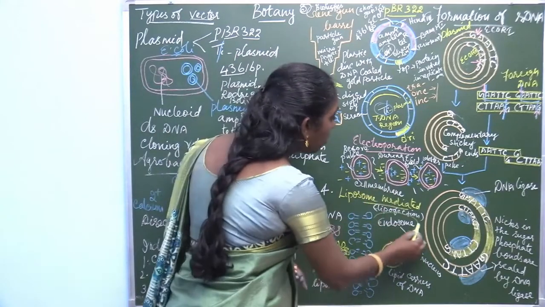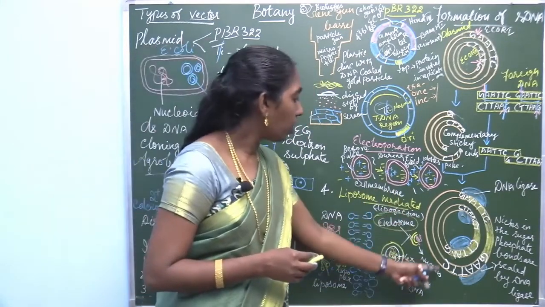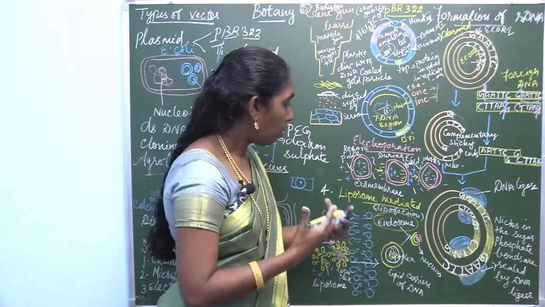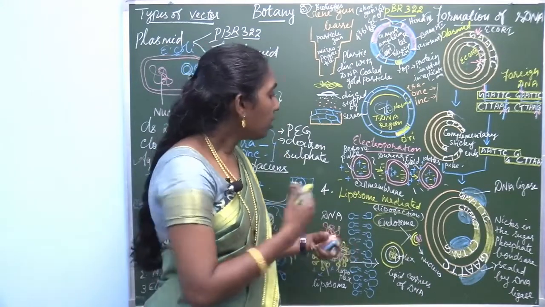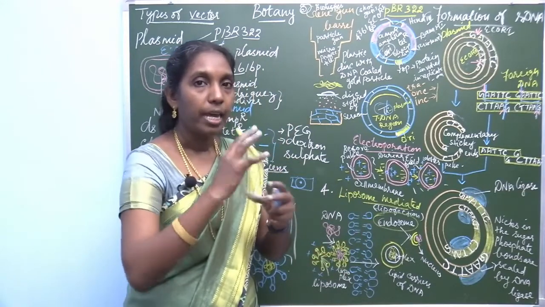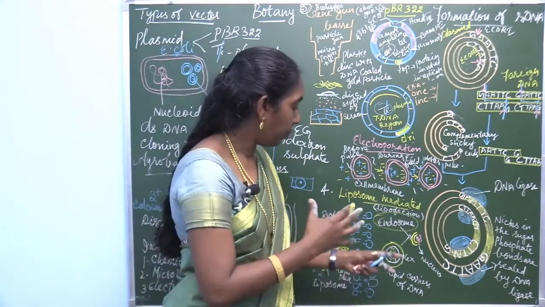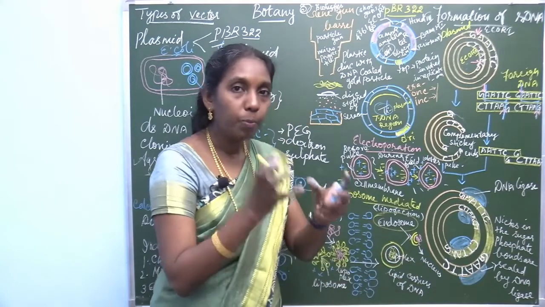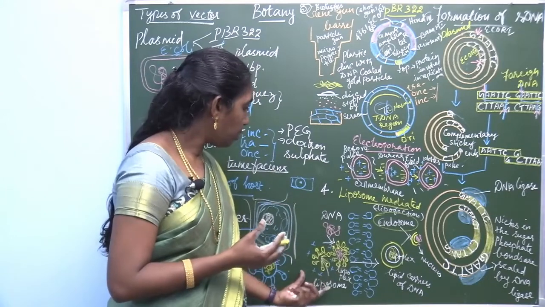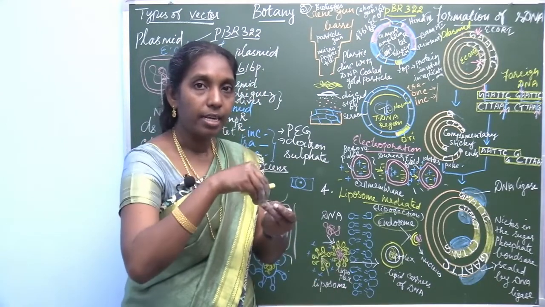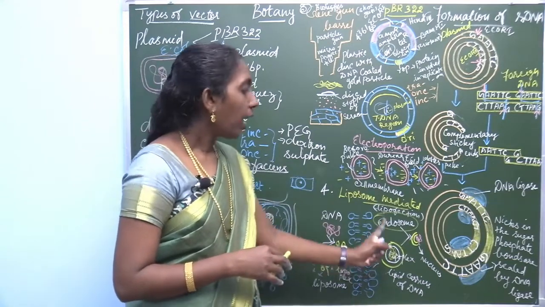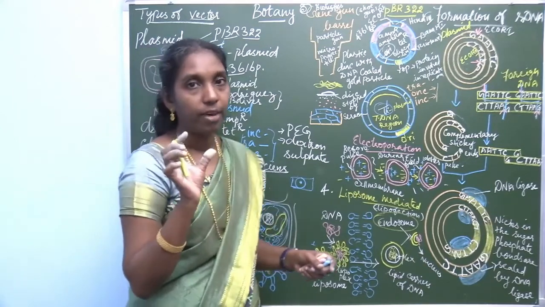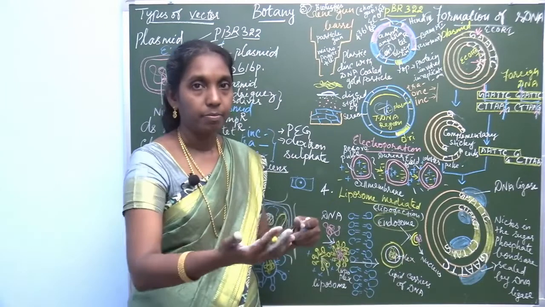Now inside the cell, endosomes are present. What is an endosome? All the cell organelles present inside the cell. So inside the cell, there are a number of cell organelles including vacuoles. In this method, the DNA is enclosed within a liposome and it forms a lipoplex. Outside is the liposome, inside is the DNA, called a lipoplex. In the plant cell, the main feature is the presence of a large vacuole, inside the cell.